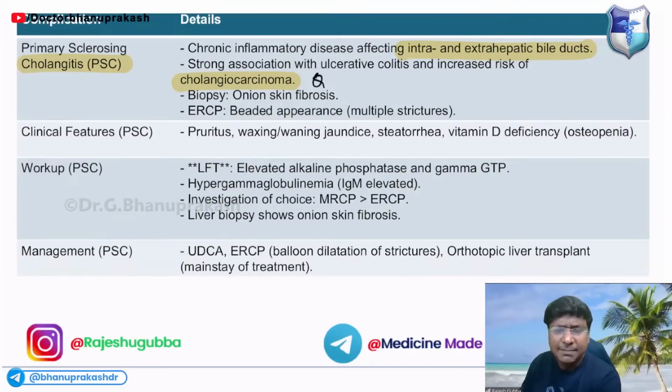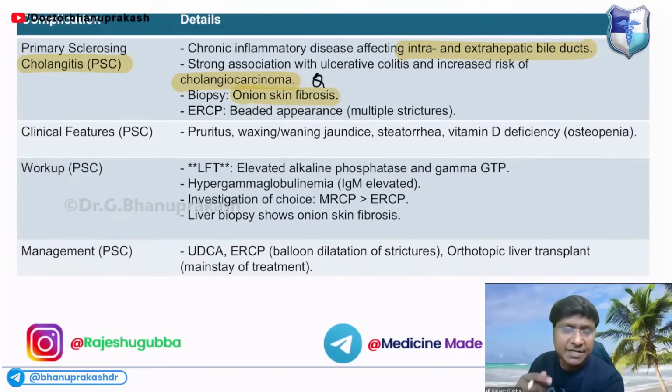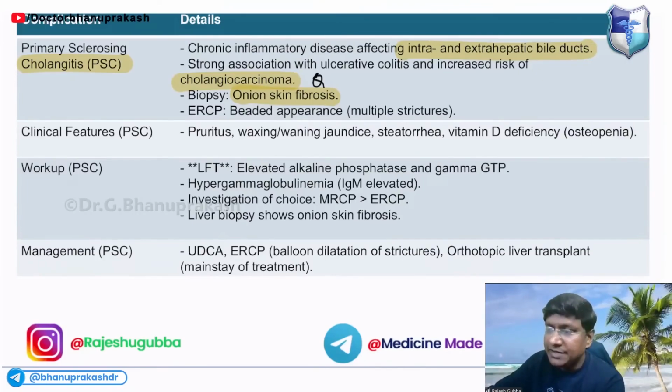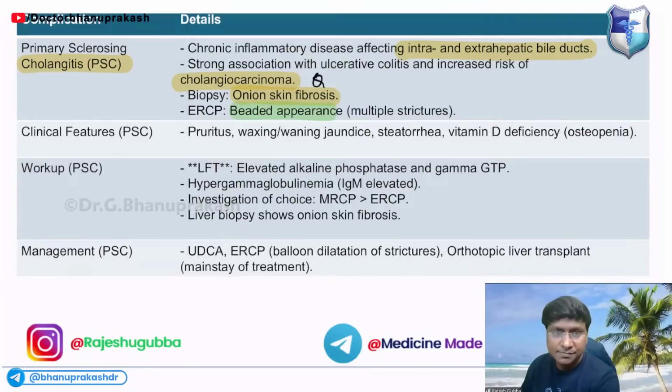What does the biopsy show? When you do a biopsy, you will have onion skin fibrosis, right? The fibrous tissue is accumulated in the form of whorls. And next important is the ERCP. Whenever you do ERCP, that is endoscopic retrograde cholangiopancreatography, it will show a beaded appearance. That is nothing but multiple strictures.